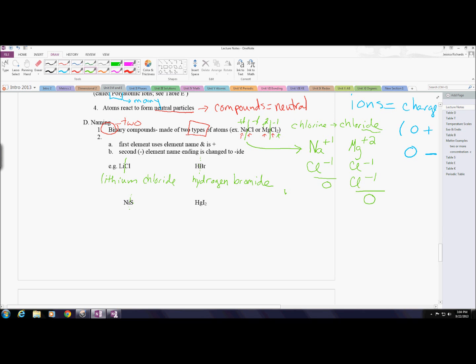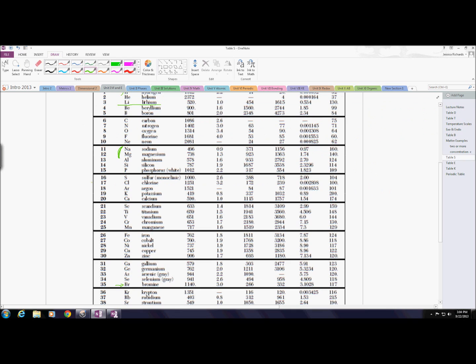Next, split it where that second capital letter is. I have Ni and S. So again, I go to reference table S, and I look for Ni. It's right here at number 28. So that's nickel. And S at number 16 is sulfur. So I have nickel and sulfur.